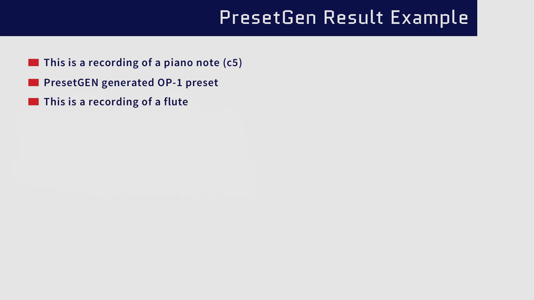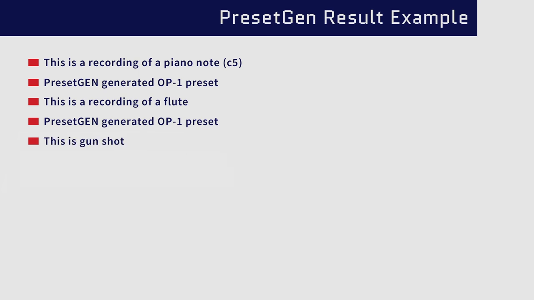And this is a recording of a flute. And that's what was generated by PresetGen. Here you can hear that the subtlety in the high treble, the high frequencies of the flute, and some of the noise associated with the flute sound cannot be captured by the synthesizer.